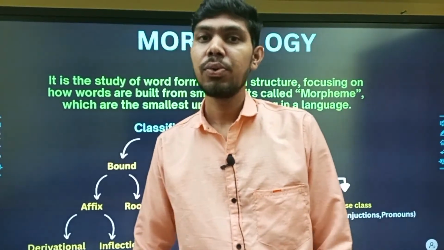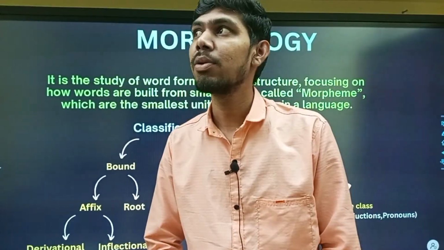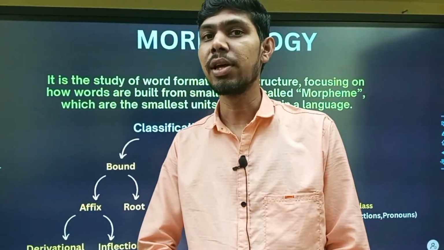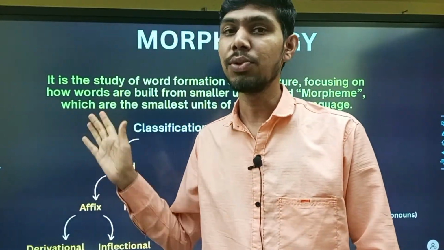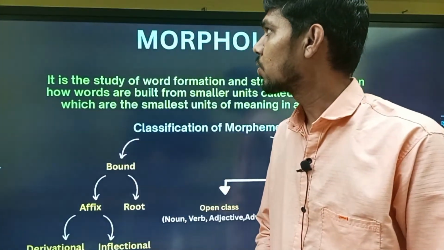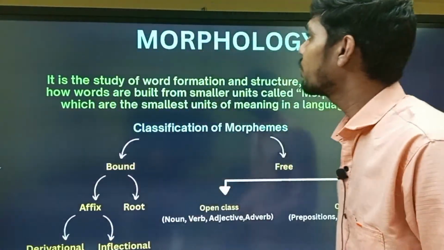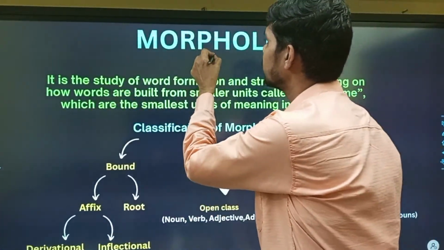We are going to discuss morphology. This is part of our syllabus, UGC NET English Literature. It comes under Unit 5, Language and Pedagogy, or Linguistics. So we need to study this first. We need to define morphology. What do we mean by morphology?